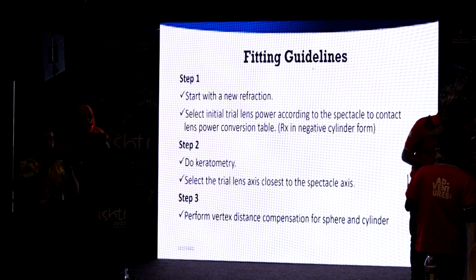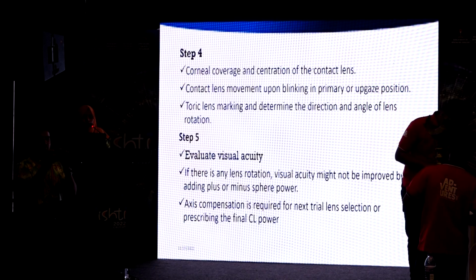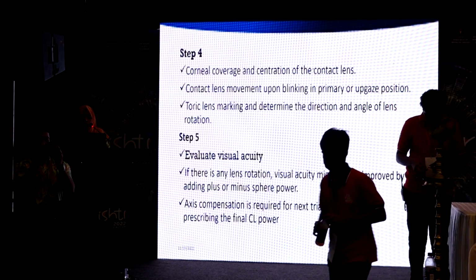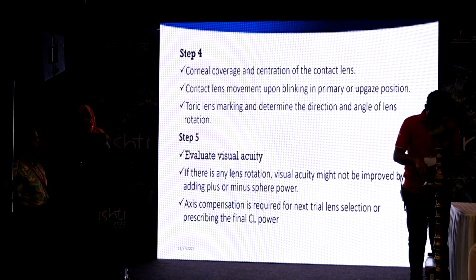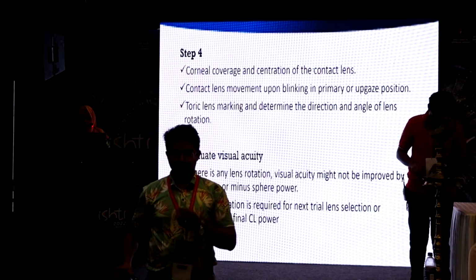Then you have to do a vertex distance compensation for the sphere and cylinder. Then we will do a slit lamp evaluation to check for the corneal coverage, centration, movement, etc. Then you have to evaluate the visual acuity. If there is a lens rotation, visual acuity will not be improved by adding any lenses. So you have to check for the axis compensation for it.